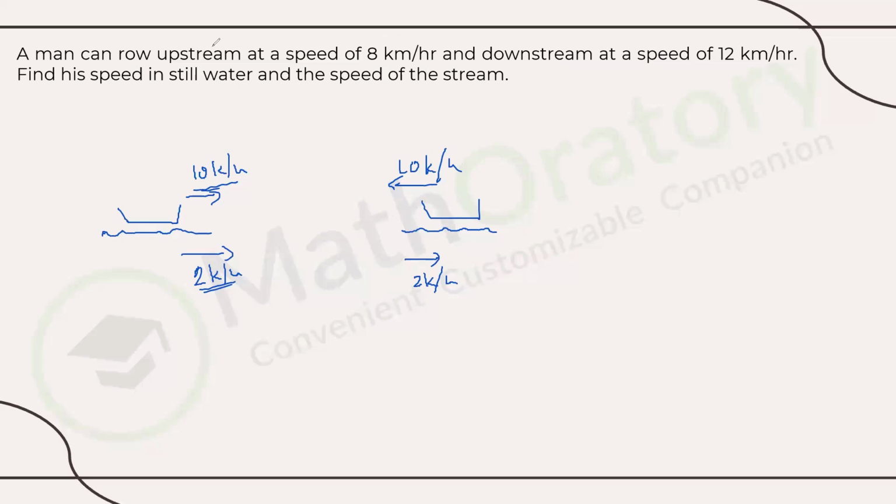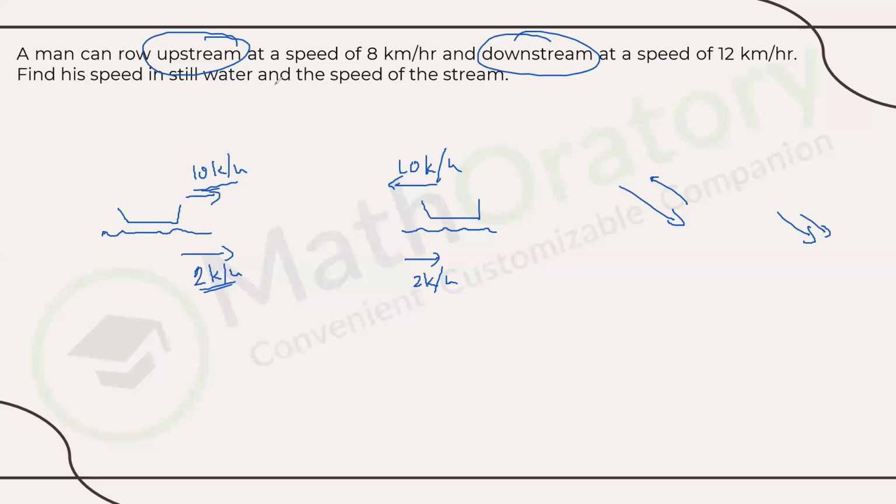Now coming to this terminology, upstream and downstream. It's a very simple understanding. A stream always flows downwards, right? So if a boat or a ship or whatever is being rowed upstream, or upwards the stream, that has to be against the current, right? So upstream is always against the current and downstream is with the current. Upstream we will have effectively a difference of the speeds and downstream we will have effectively a sum of the speeds.